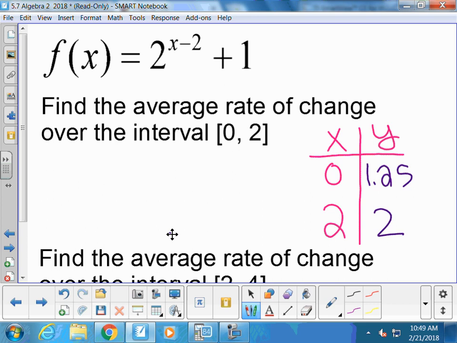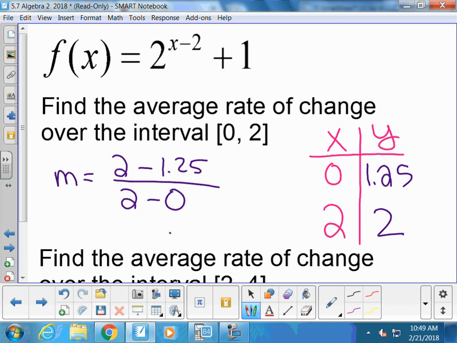So now we get to do our slope. So y2 minus y1 over x2 minus x1. On the top, you'll have 0.75. On the bottom, you'll have 2. And your slope will be 0.375. So not all that steep at the beginning of the curve.